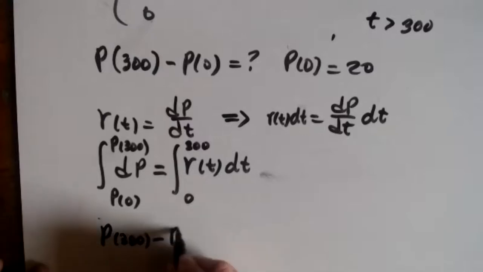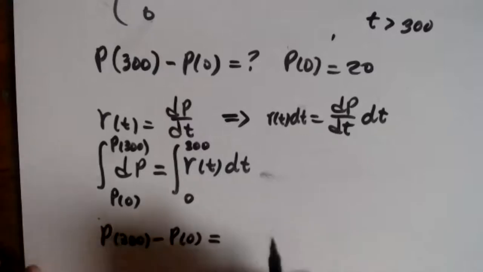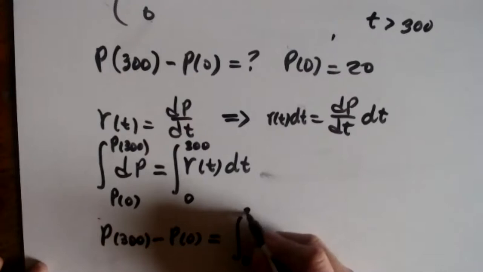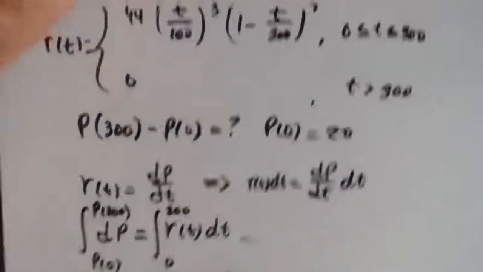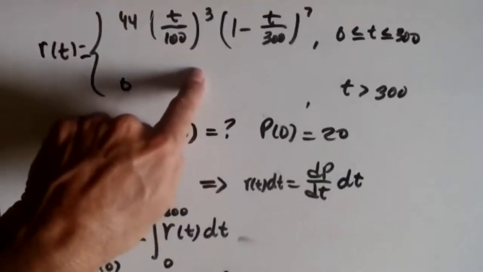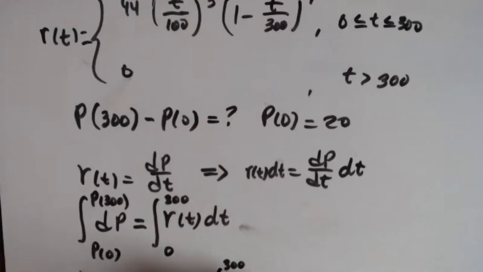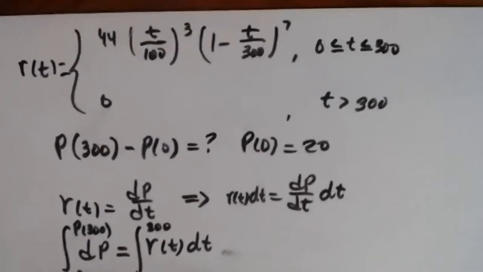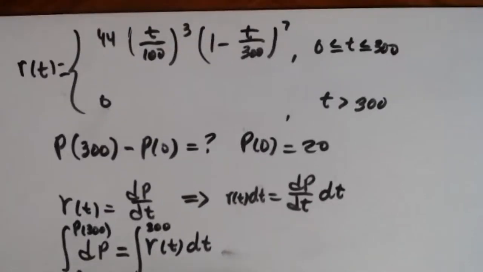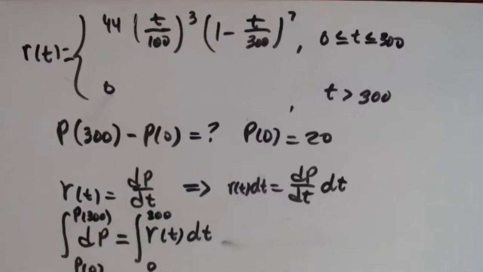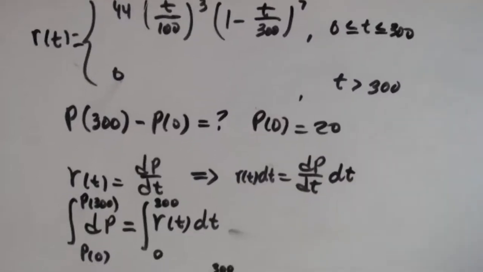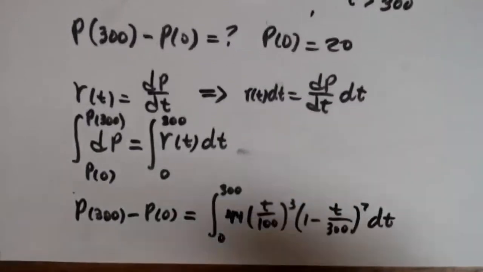P(300) minus P(0) is the integral from 0 to 300 of what? This thing right here. So you can write it if you want: 44 times (t over 100) cubed, times (1 minus t over 300) to the 7th, dt. Okay? So that's what we have right there.